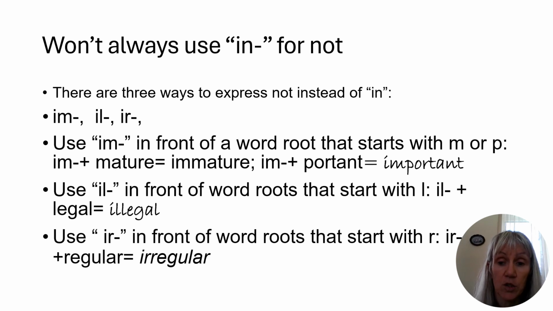Impossible. Impossible starts with P. We do not use in, we use im. We can use il in front of word roots that start with L. So we do not use in, we use il: illegal. Il plus legal, illegal. We can use ir in front of words that start with R: irregular, irregular.